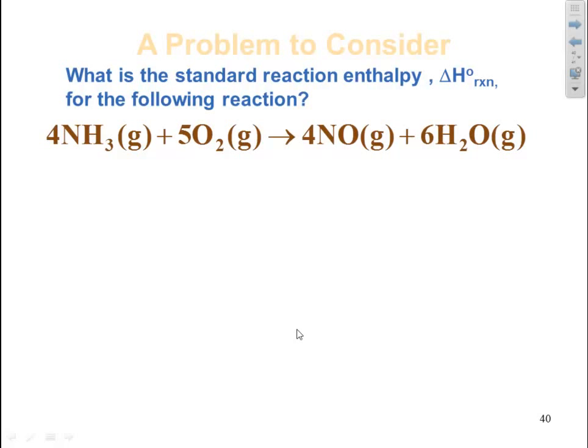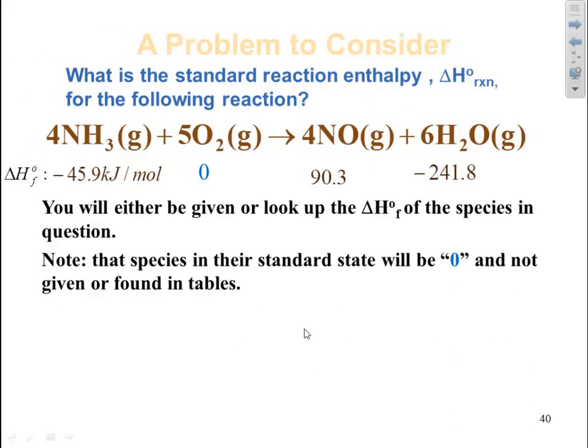So one thing I can do is go to tables and look at my delta HFs. If I look at it, I find that ammonia gas has a negative 45.9 kilojoules per mole. NO gas is 90.3, and H2O gas is a negative 241.8 kilojoules per mole. But what about oxygen? I looked in the table and I can't find it there. Why wouldn't there be any number for oxygen? It goes back to what we said: elemental states at room temperature, 1 atmosphere, their delta HFs are 0.